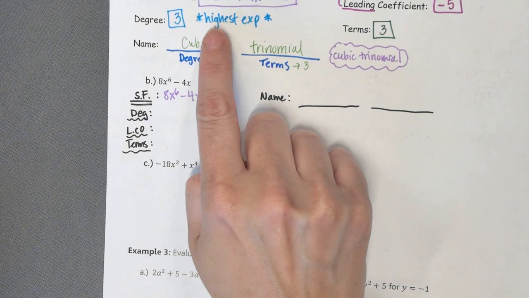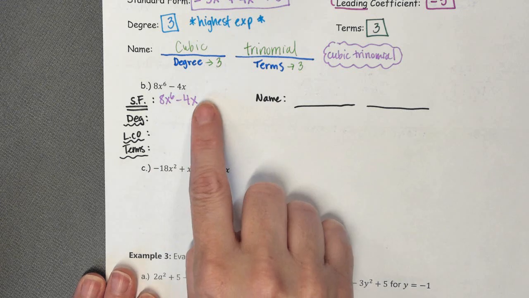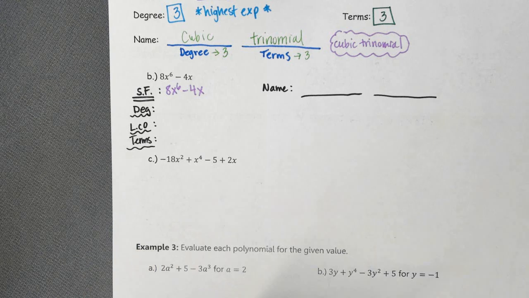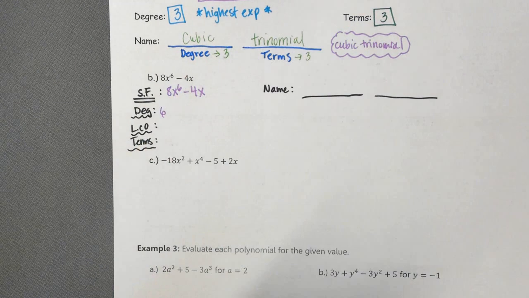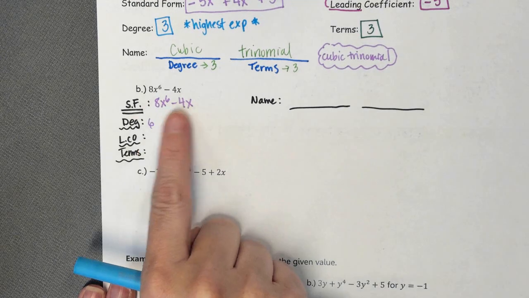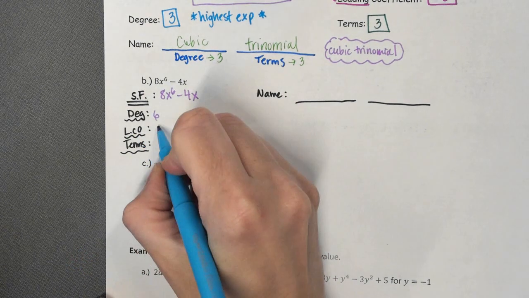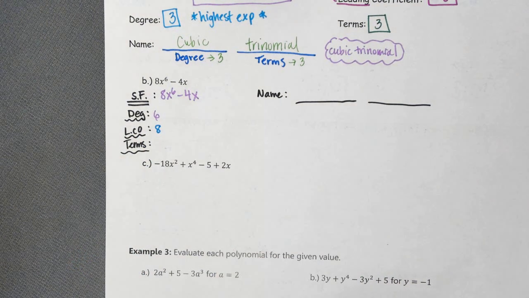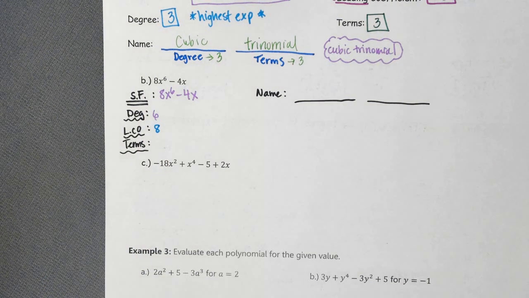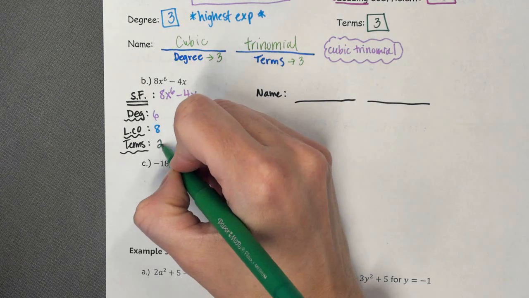So the degree is the highest exponent. Of the 2 exponents we have a 6, and this would be a 1. So the highest exponent is 6. So that's your degree. The leading coefficient is the first number in standard form. So this is standard form. What's the first number? 8. The number of terms, they're separated by a plus or a minus. How many terms do I have there? 2. Yep. This is the first term, this is the second term. So there's 2 terms.